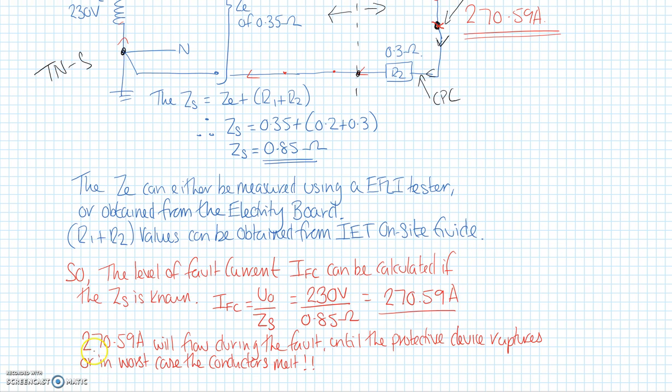And I've just put a note on the bottom there that 270.59 amps will flow during a fault until the protective device ruptures, or in a worst case, the conductors melt. But if that's the case, the conductors are surrounded by PVC, so you would probably have a fire on your hands. So we don't really want that.